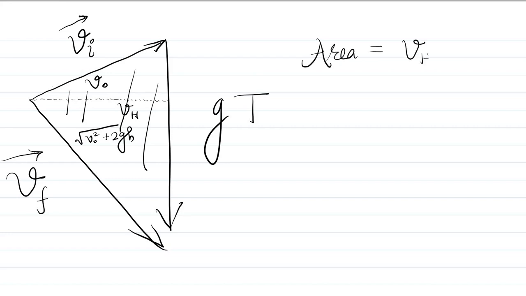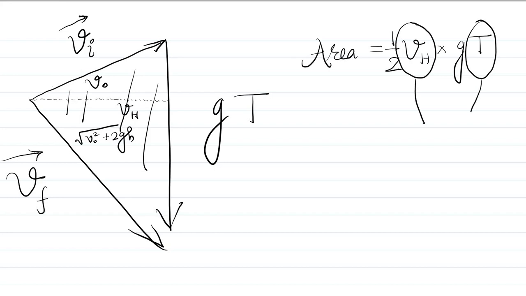vh multiplied by g multiplied by capital T into half. So I used half of base into altitude to find area of this given triangle. So this area completely matches up with range. Why so? Because range is determined by multiplying these two factors, vh and T. So this must give me range.